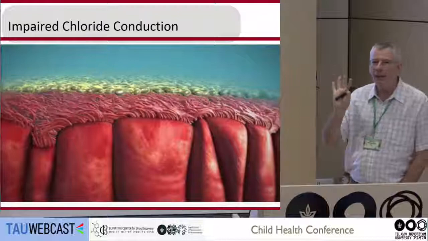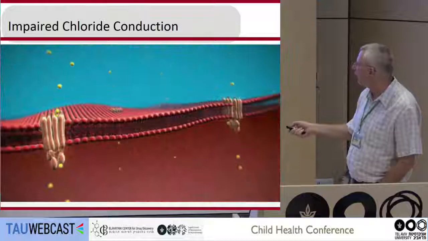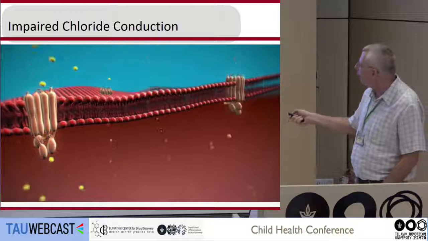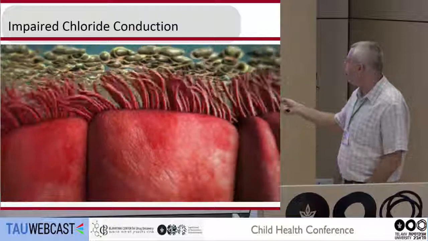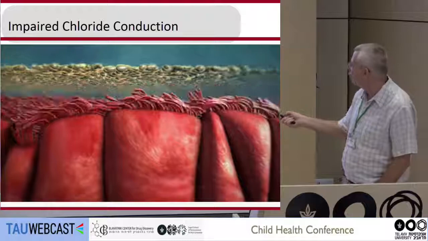You'll see CFTR in a second. This is CFTR. Chloride is moving. Water is moving. The mucus layer, which is up here, is hydrated. And then you can easily remove it from the body. In a second, you'll see what happens when CFTR is impaired.